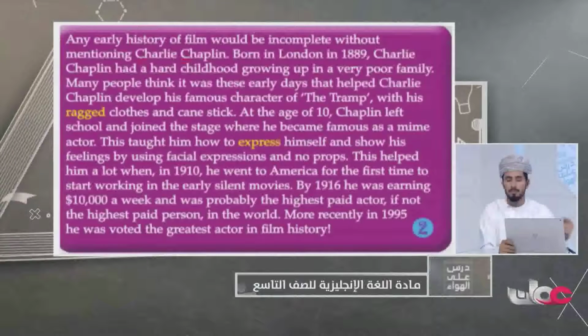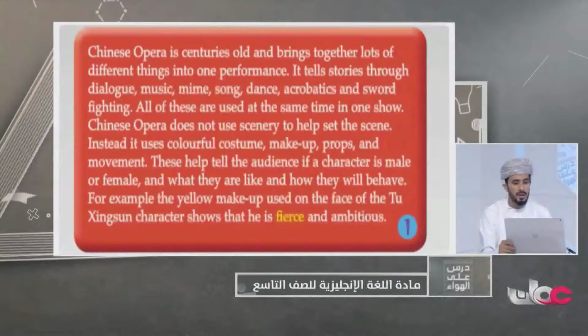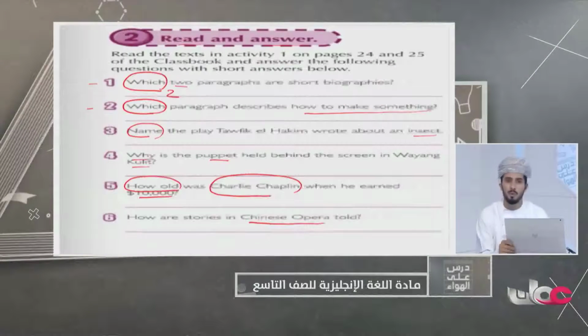Does it ring a bell? Yes, this is a biography. They are talking about someone else's life. The writer of this paragraph is talking about Charlie Chaplin. So this second paragraph is a biography. Let's go here and write number 2, paragraph number 2. So paragraph number 2 is a biography.